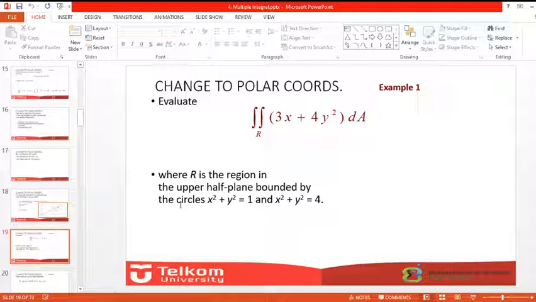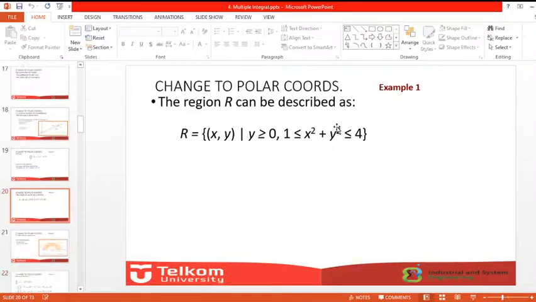Then in here there is the boundary between x squared plus y squared equal 1 and x squared plus y squared equal 2, which means r is from 1 until 2. So we have the region r from 1 until 2 and theta from 0 until π. 3x in here should be changed to 3 r cos theta. Y squared in here will be changed to r squared times sin squared theta. So we can get this one. So this is the region.